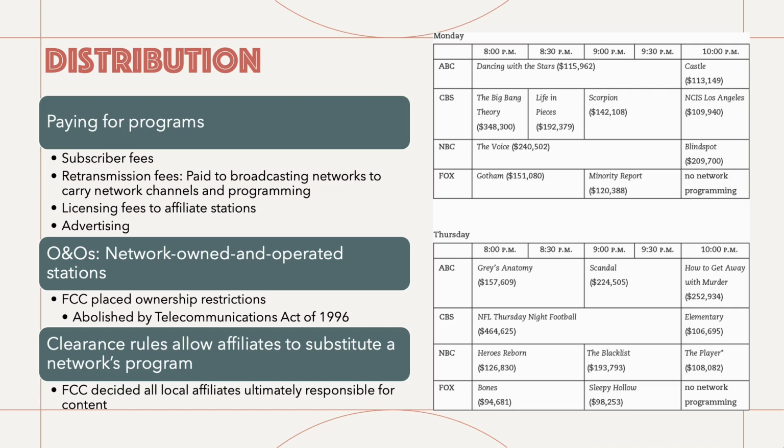A particularly upsetting and racist example of this is in the 1950s, Nat King Cole, who was the first Black performer to host a variety program on network television. A number of affiliate stations refused to carry the program, and so NBC was pushed to cancel it in 1957. So affiliates can wield a large amount of power, for better or worse.